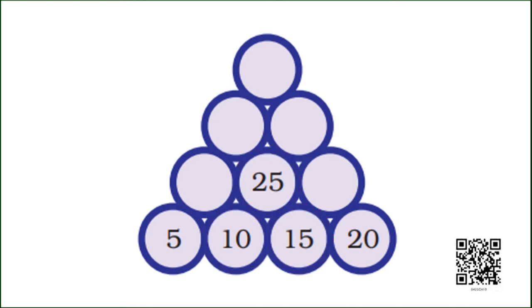Now, what will be the number to the left of 25, which is kept empty? Yes, it is 5 plus 10, we will get 15. What will be to the right of 25? 15 plus 20, which is 35. The same way, if we add 25 plus 15 and 25 plus 35, we will get the numbers just above that. It is your task to fill this number tower. Try it yourself.